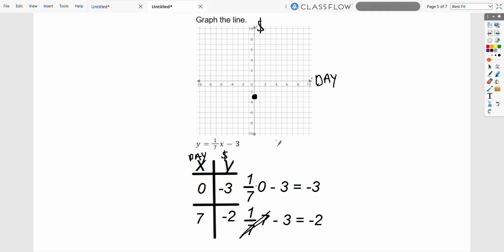So once again, if it helps, you can think of going to day 7, which is this axis right here. And then your money is negative $2. So once you get to that day 7, you go down to negative 2. Boom. There you go. So your x is 7, your y is negative 2. And then if you wanted, you could get more points, right? Over 7 down 1, over 7 down 1. There you go.